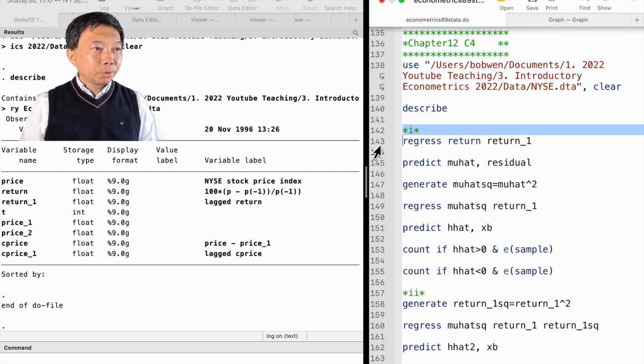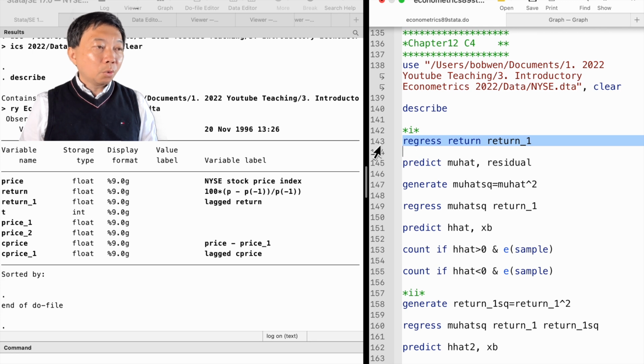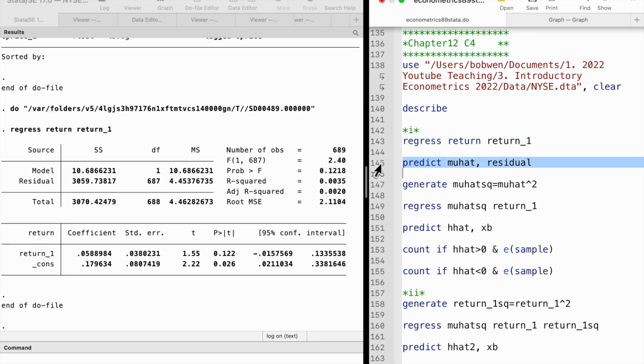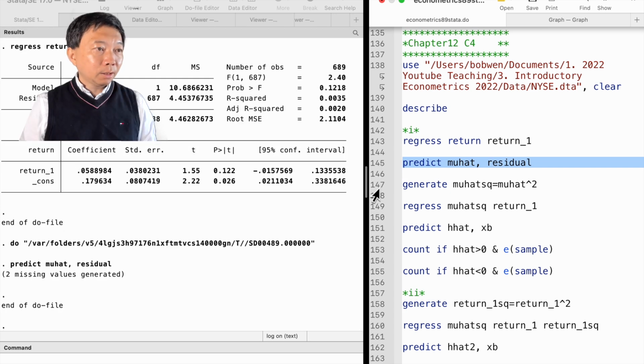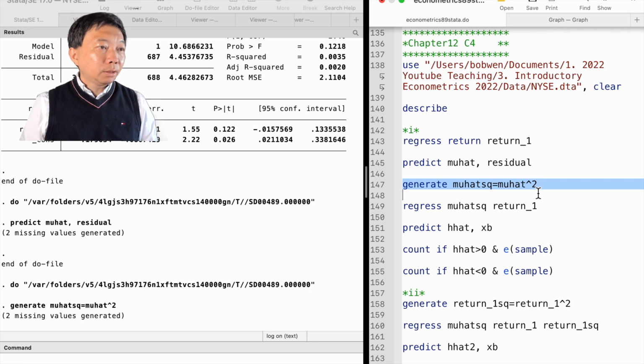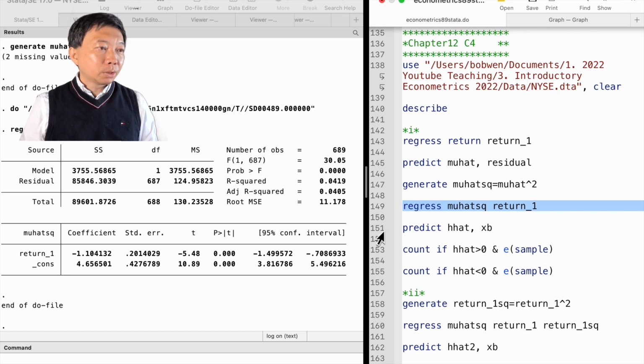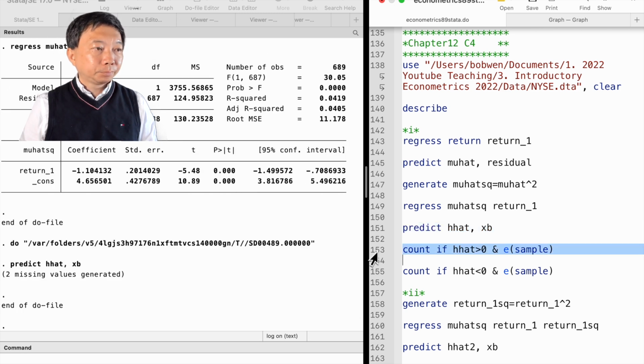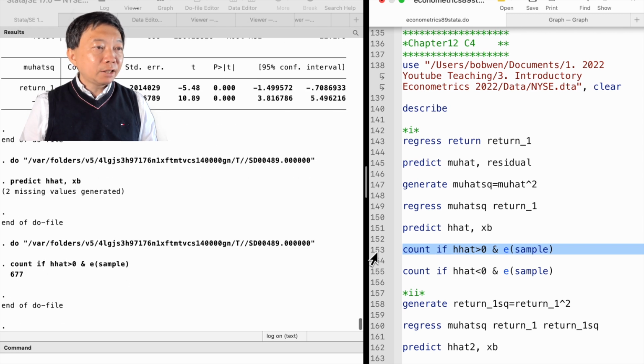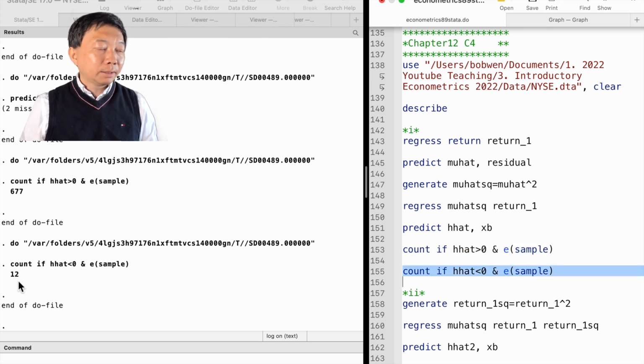We regress the variable return on the lagged return and store the residuals. After generating the squared residuals, we run the conditional variance equation, that is, regress the squared residuals on the lagged return. To store the fitted conditional variance, we use the predict command with the xb option. We name the fitted value h hat. We find that out of the 689 observations in the model, 12 fitted conditional variances are negative.